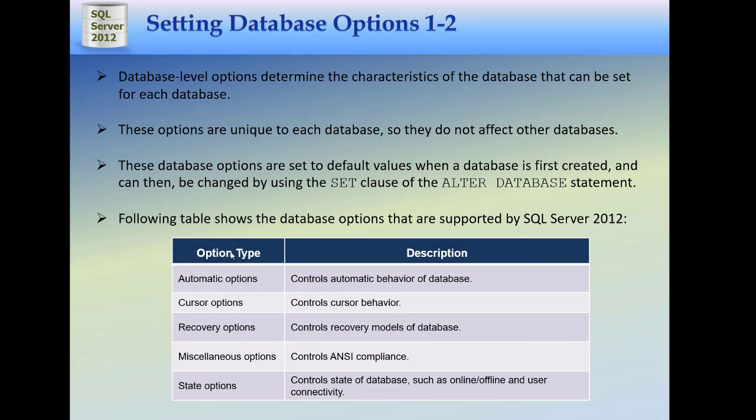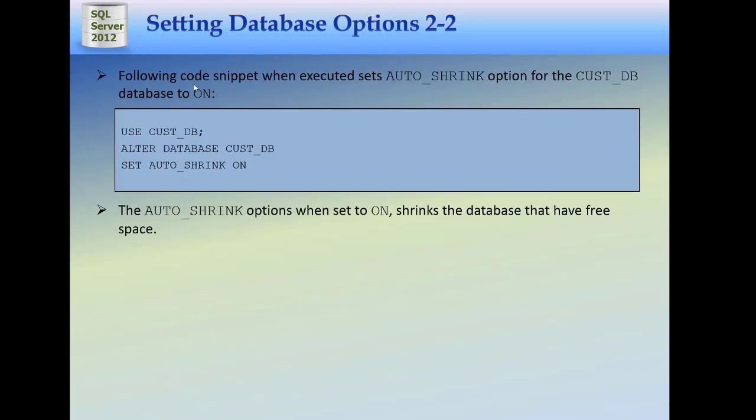On the left, you have the option type and the description. Automatic options control automatic behavior of the database. Cursor options control the cursor behavior. Recovery options control recovery models of the database. Miscellaneous options control the American National Standards Institute's compliance. And state options control the state of the database, such as whether the database is online or offline, and whether users are connected. Okay, now the following code snippet, when executed, sets auto shrink on for the CastDB database.